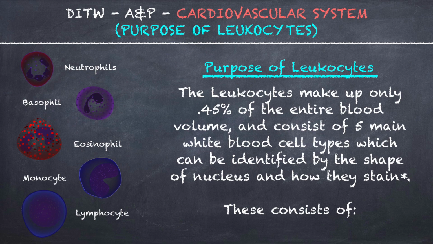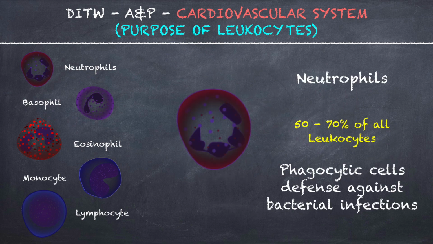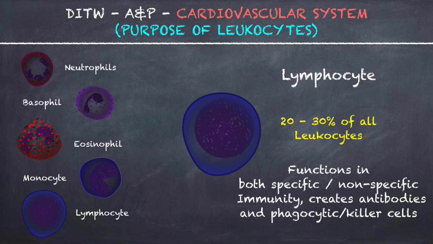These consist of neutrophils, which account for 50 to 70% of all leukocytes. This is a phagocytic cell which provides defense against bacterial infections. There is the lymphocyte, which accounts for 20 to 30% of all leukocytes. This cell functions in both specific and non-specific immunity, and the cells can differentiate into cells which can create antibodies, perform phagocytosis, and also transform into killer cells.